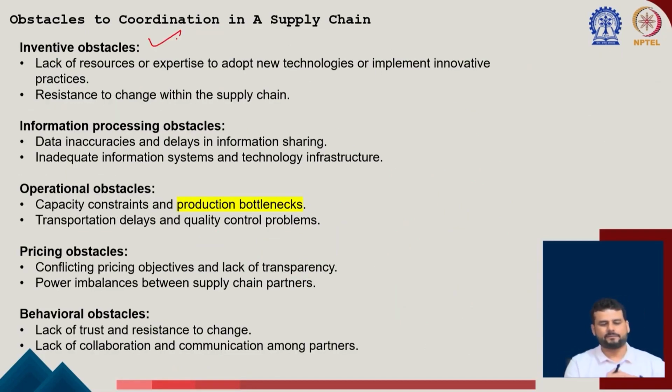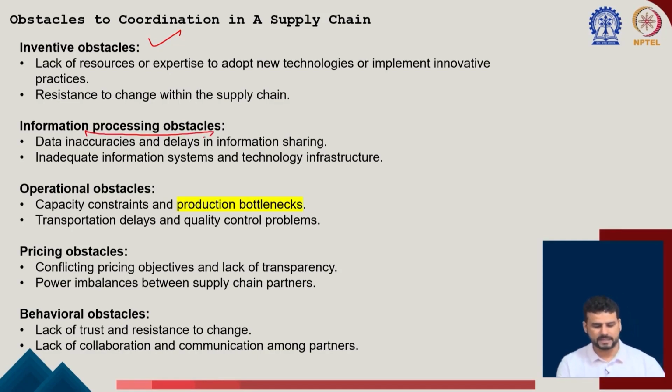First is incentive obstacles, because we don't want to innovate, we don't want to go for new technology. Even if the new technology is for betterment, still we, as human beings, will show resistance to that, right? So that is a very obvious human tendency.